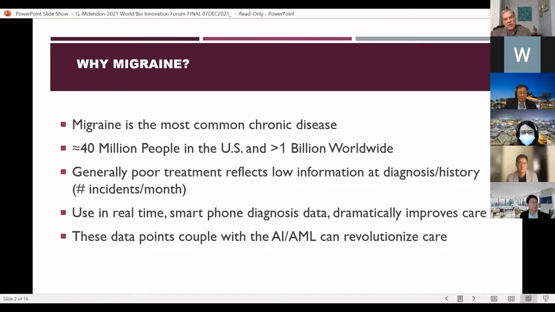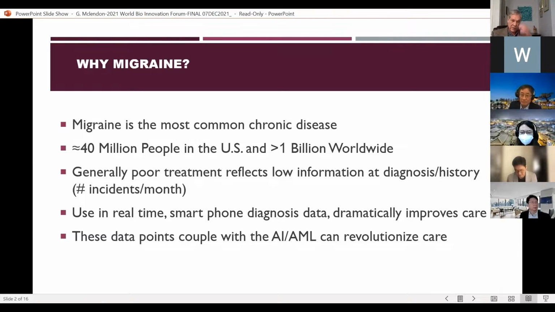So why migraine? It's the most common chronic disease in the world. There's 40 million people in the US, 1 billion worldwide, and at least 5 million people in China. 1 out of every 4 women who's zoomed into this presentation is likely to have experienced migraine at one time or another. It's a poorly managed disease because there's low information at diagnosis, and the treatment depends on the quality of diagnosis. The single most important thing is just counting the number of incidents per month.